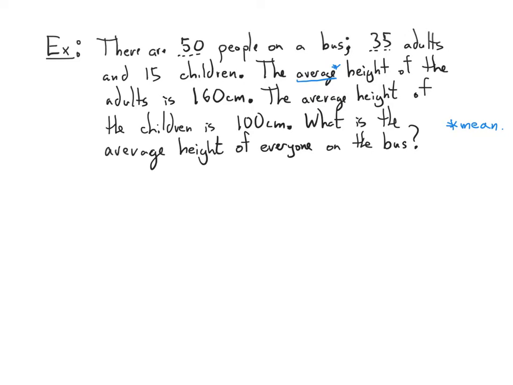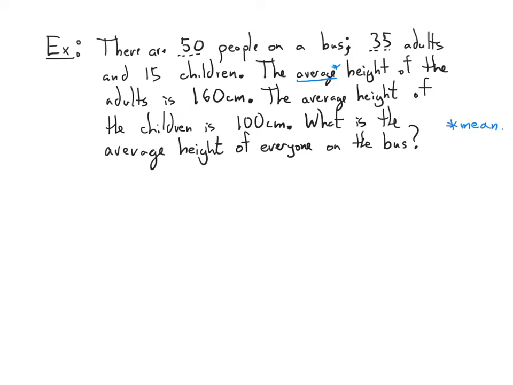Now, just using kind of our number sense, we know that if adults are 160 centimeters and children are 100 centimeters, the average should be between that somehow. But remember, there are 35 adults compared to 15 children on the bus. So the average is probably going to be closer to 160 than it is to 100. So pause the video now and see if you can think about how to solve this problem. Our guess is it's going to be somewhere between 160 and 100, but probably a little bit closer to 160.